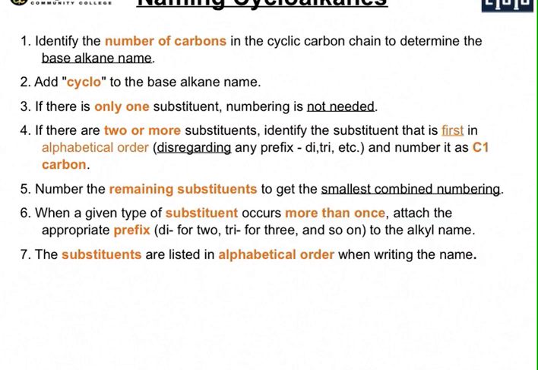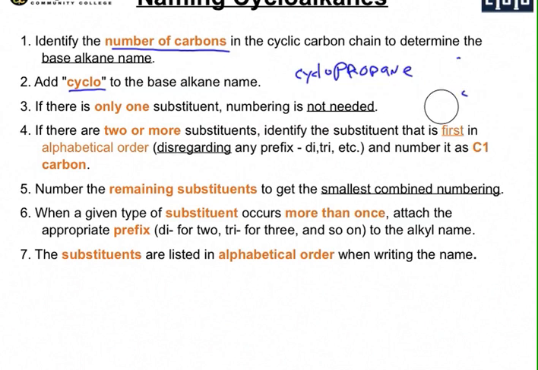You're going to identify the number of carbons in the cyclic chain. That gives you your base alkane name, to which, in rule 2 here, you're going to add cyclo. So as we said before, if we had a cyclic propane, your base name would be propane, and because it's cyclic you would just put cyclo in front of that. So cyclopropane is 3 carbons formed in a circle. In this case, you would show it more as a triangle this way here. So that's rules 1 and 2.